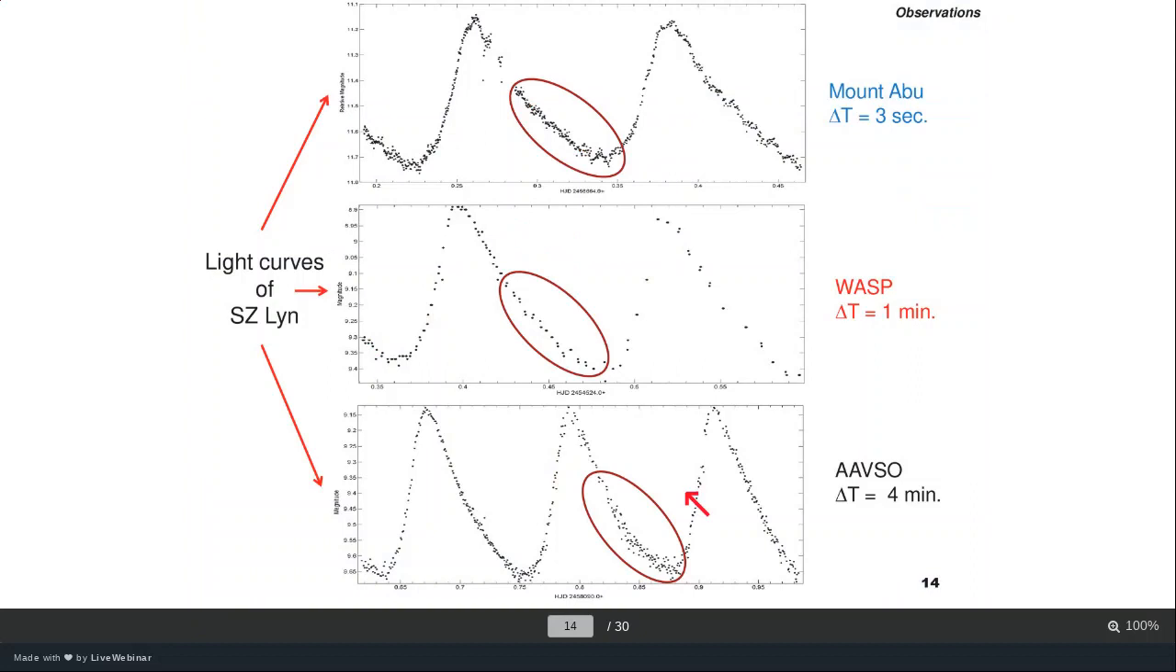Right, so this is part of a light curve I actually obtained from Mount Abu Observatory. This is the first observation, from Mount Abu Observatory. I just compare this observation with another facility, called the Wide Angle Search for Planets, the WASP project.